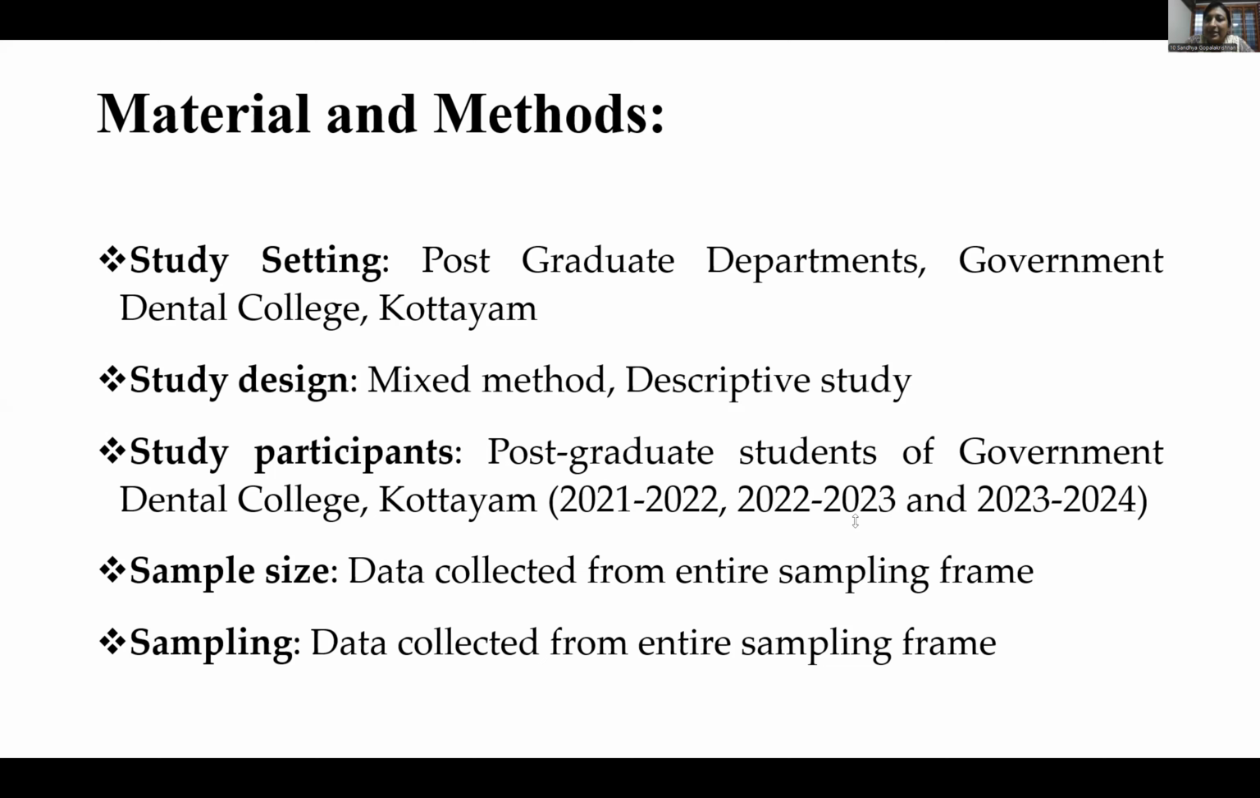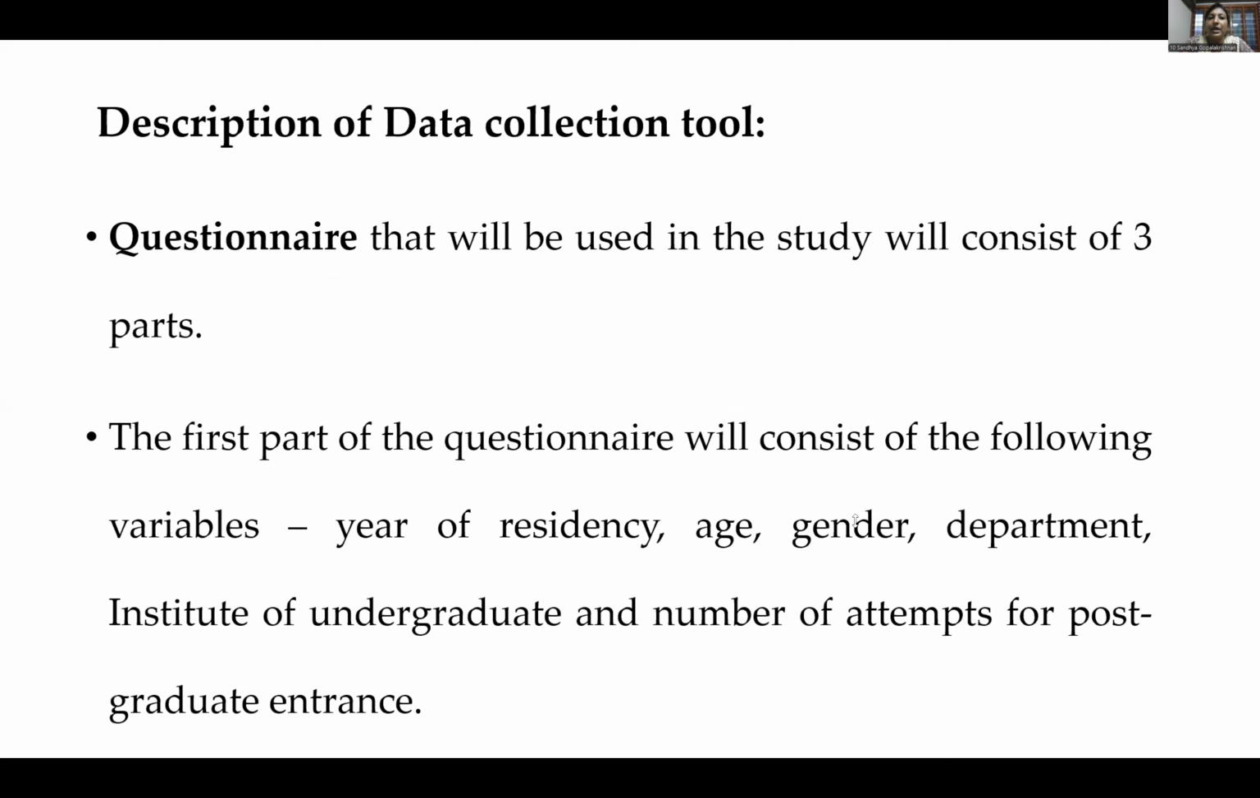Study participants: postgraduates of 21-22, 22-23, and 23-24. Sample size, entire sampling frame, entire sampling. The questionnaire is the THEME questionnaire, which is freely available. The first part will consist of year of residency, age, gender, department, institute of undergraduate, and number of attempts in postgraduate education, which I will be adding. It is not there in the questionnaire, and I will add it to get additional information.